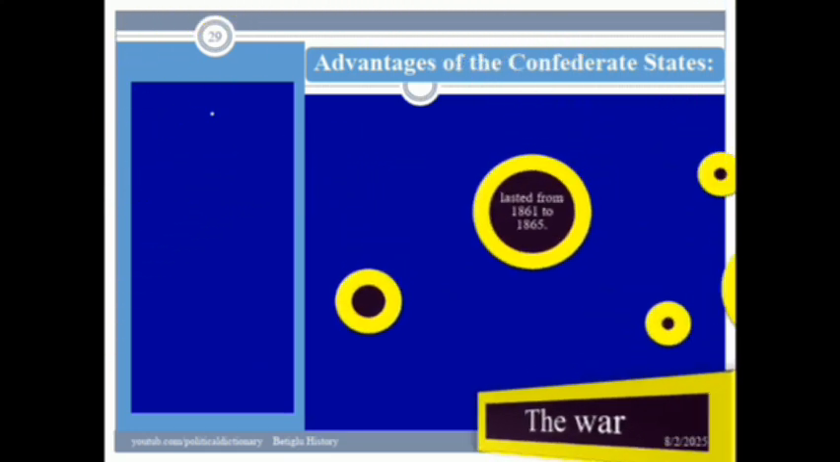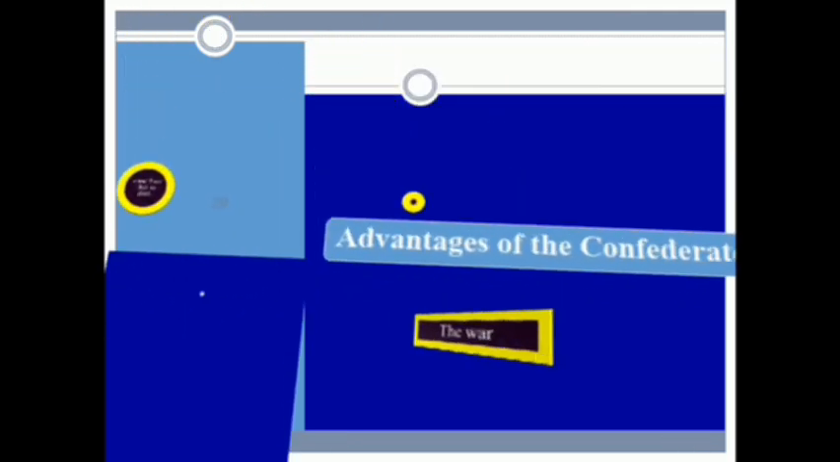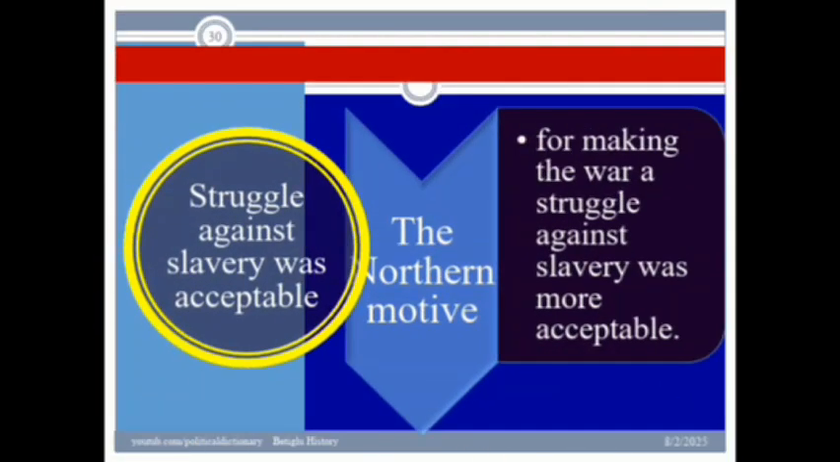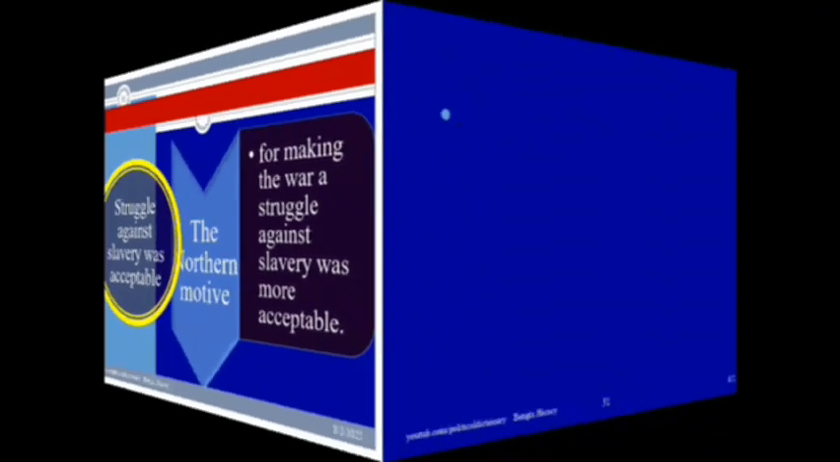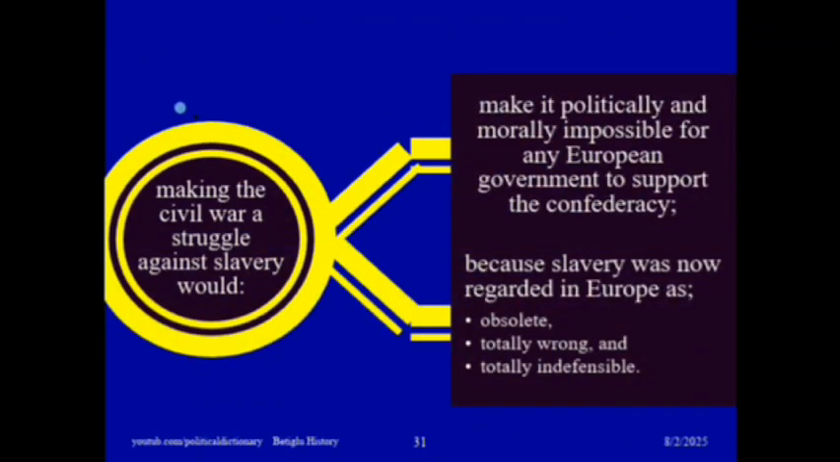The Northern motive for making the war a struggle against slavery was more acceptable. Thus, making the Civil War a struggle against slavery would make it politically and morally impossible for any European government to support the Confederacy, because slavery was now regarded in Europe as obsolete, totally wrong, and totally indefensible.